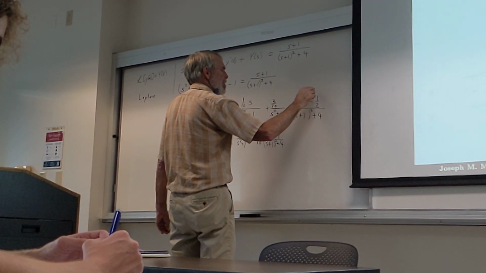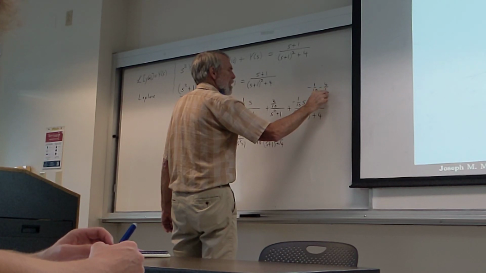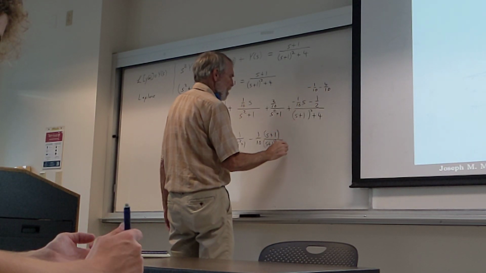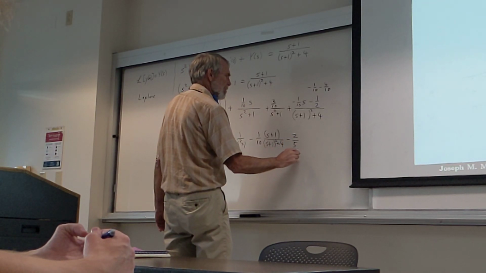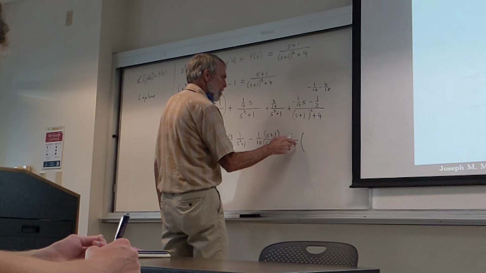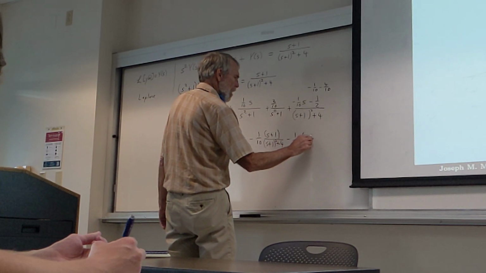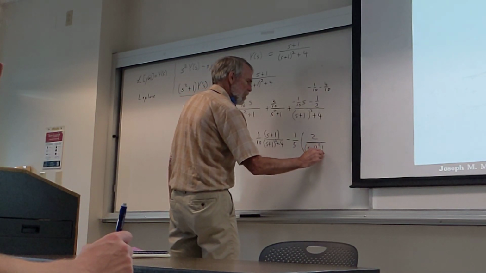So I've got to do minus 1/10 minus 4/10. Yeah, that's 2/5. So we're going to get a minus 2/5 times, I need that 2. So 1/5, 2 over s plus 1, the quantity squared plus 4.